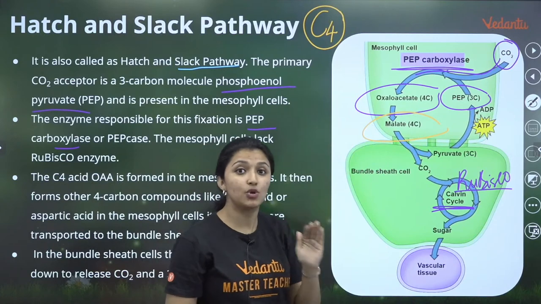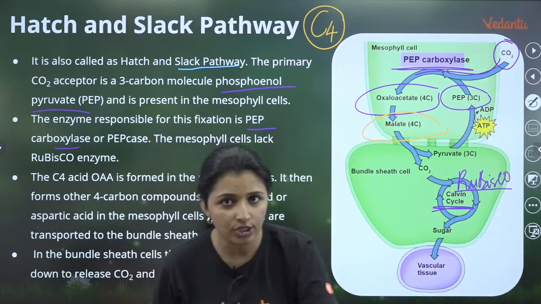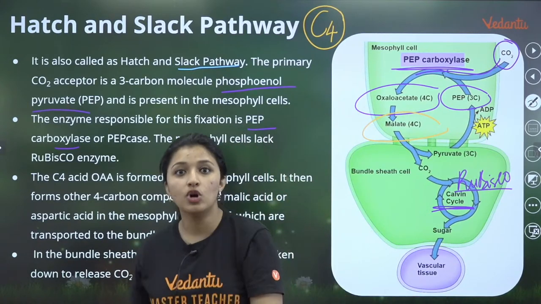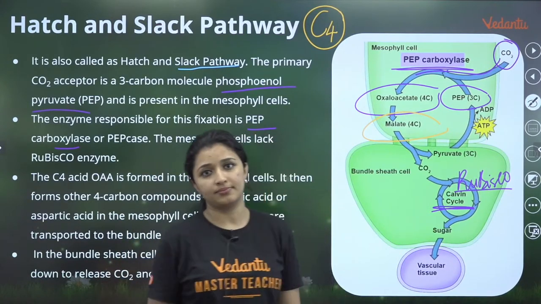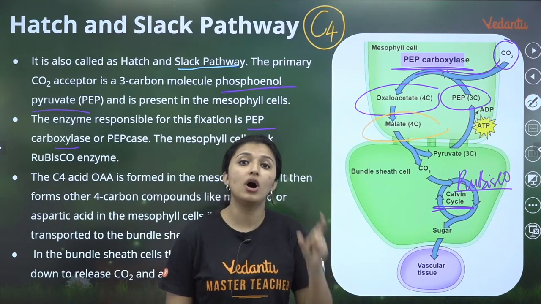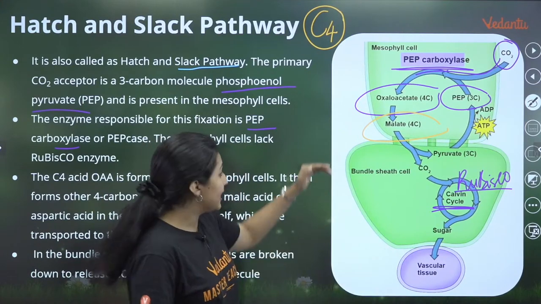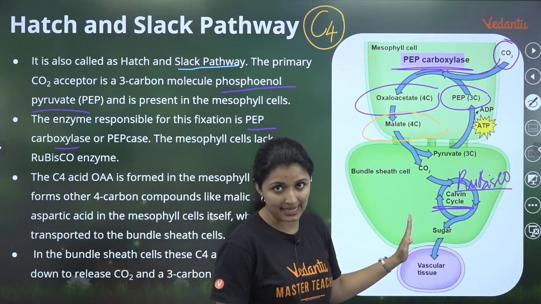They are telling malic acid, okay, you know what? You go to the jail, find Rubisco, and give carbon dioxide to Rubisco. That is the work of malic acid. It is 4-carbon, and it moves to the bundle sheath cell.